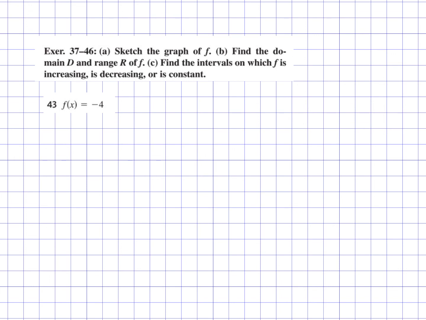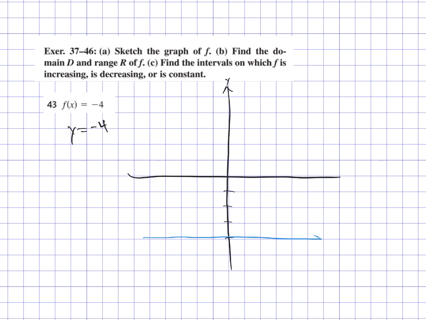43. Sketch the graph of f. Find the domain. Okay, let's do it. So this is y equals negative 4. It's one letter, so that means it's linear, as long as it's not squared or something like that. So y equals negative 4. And that goes through the y-axis at negative 4. 1, 2, 3, 4. So let's do this in blue. There's our line.